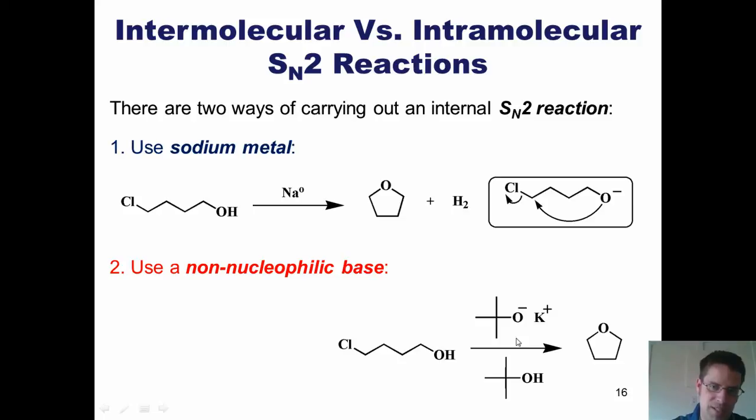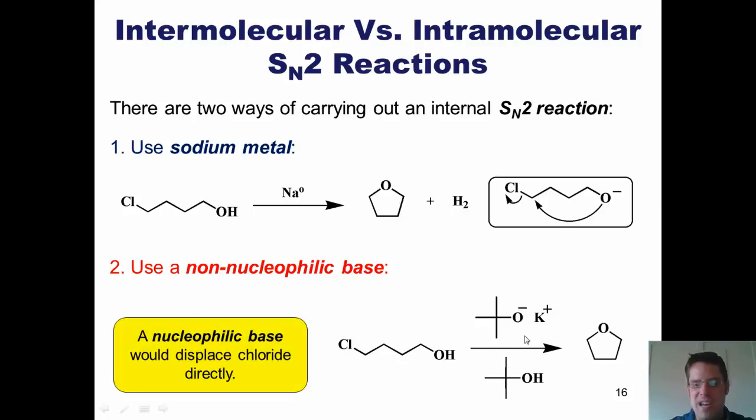One thing I want to point out is this. If I had a base here that could actually act as a nucleophile, such as hydroxide, instead of deprotonating this OH, what would happen is it would actually just come in here and kick off the chloride and take the chloride's place instead. Now you might be wondering at this point, what is the difference between a nucleophile and a base, and how do I distinguish between the two? Well, please hang on to that question. I promise it will be resolved in a later lecture.